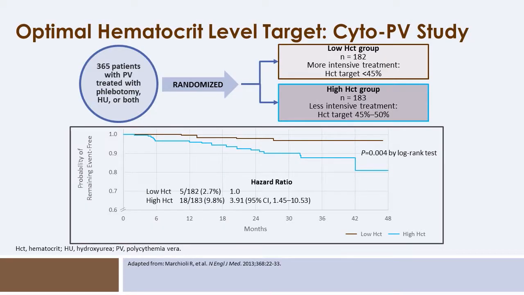Well, first, the target hematocrit. So the CytoPV study was done in Italy, which randomized patients to a low and a high hematocrit control group, less than 45 or 45 to 50. And in this randomized study of over 300 patients, they identified that the control of the hematocrit under 45% was very important to decrease the risk of thrombosis and bleeding.